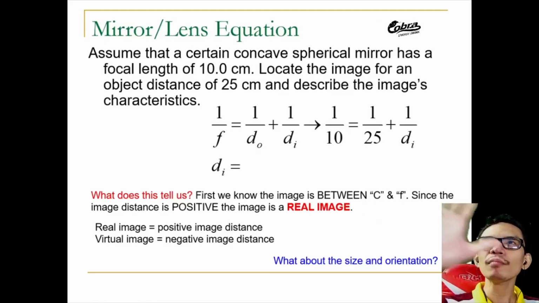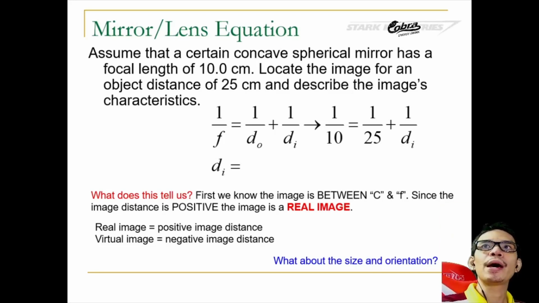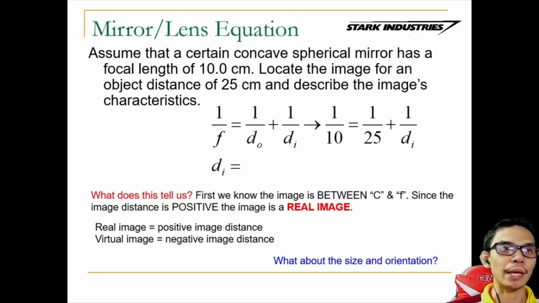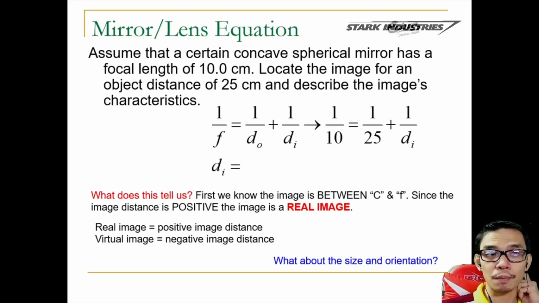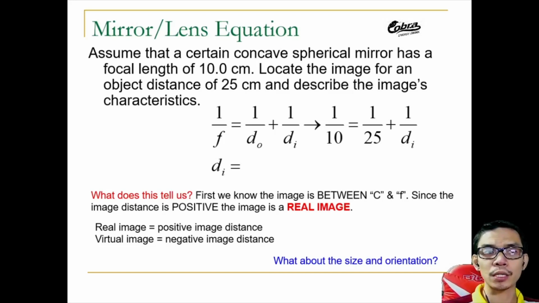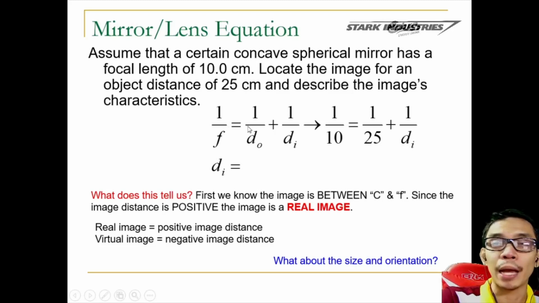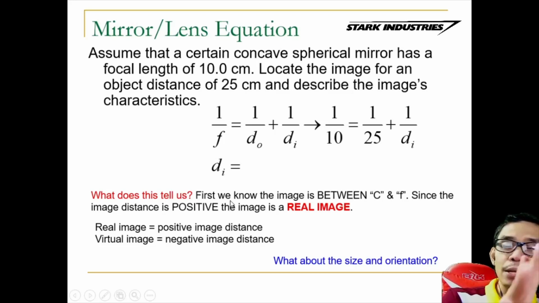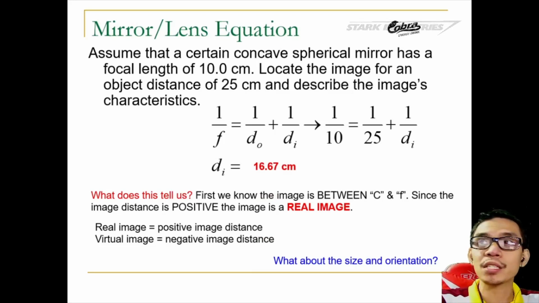To start with, let's take a look at this problem. Assume that a certain concave spherical mirror has a focal length of 10 cm. Locate the image for an object distance of 25 cm and describe the image characteristic. How can we describe the image characteristic using numbers? We have here the mirror equation, the mirror formula, and we substituted all of these values. Upon solving this, we get 16.67.